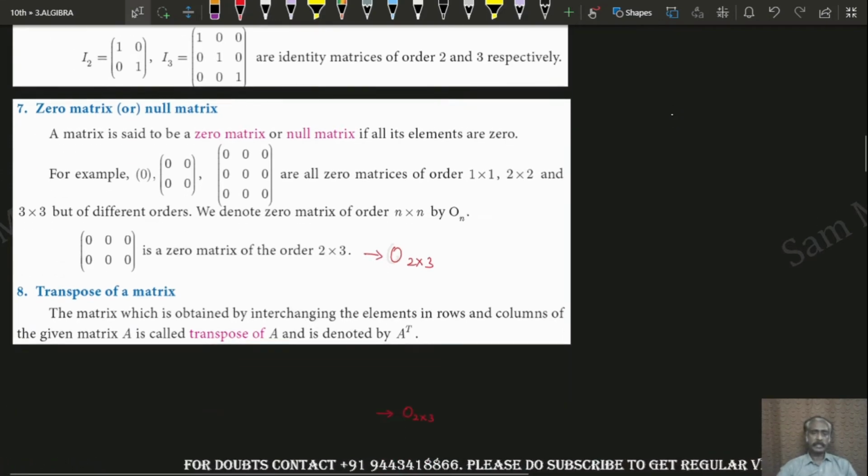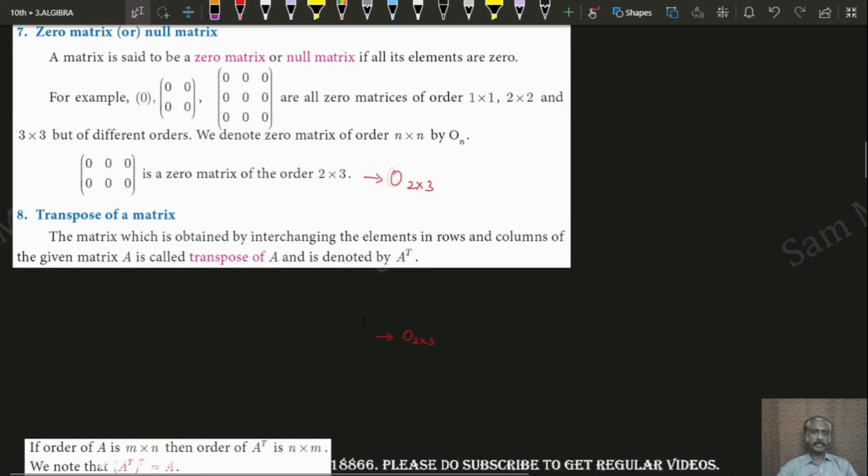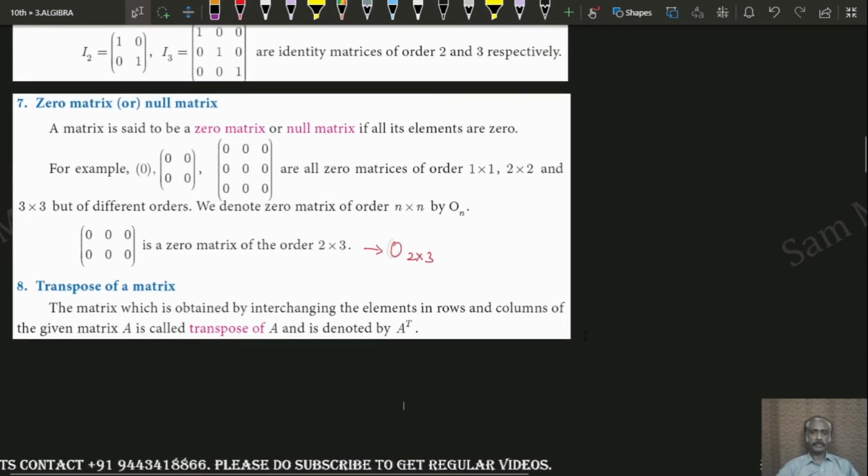Next is transpose of a matrix. If you are interchanging rows and columns, that is known as the transpose of the matrix. So transpose of the matrix, you just know that it is the matrix which is obtained by interchanging the elements in rows and columns of the given matrix. A' is called the transpose of A, which is denoted by A power T. Okay, children.